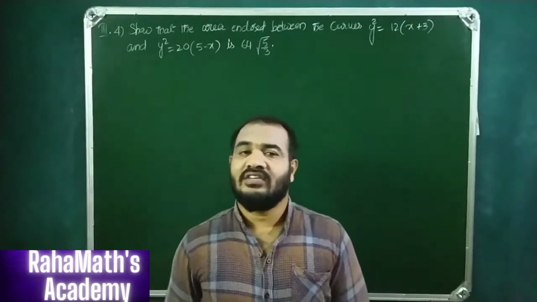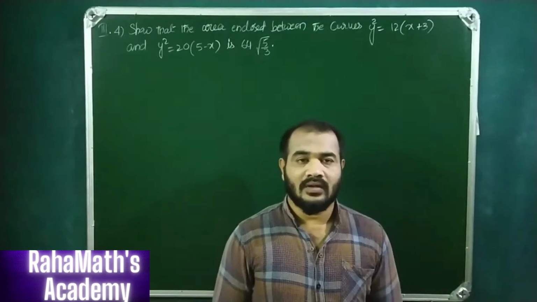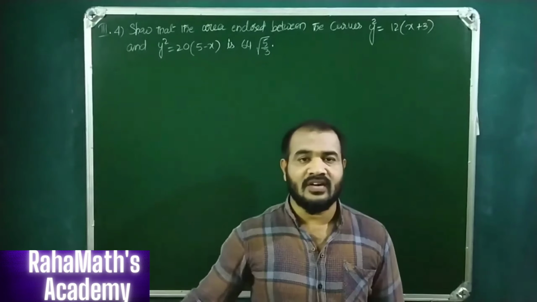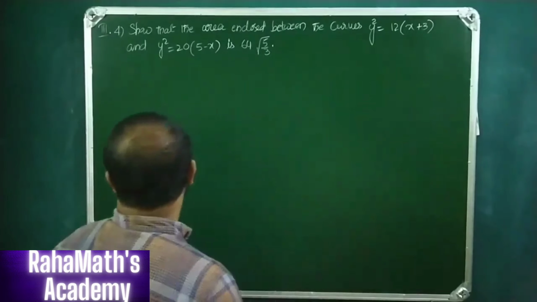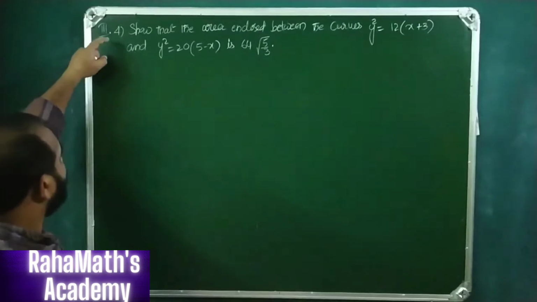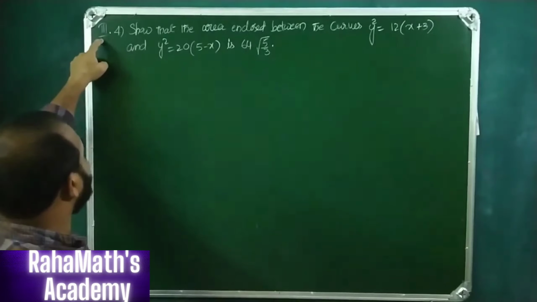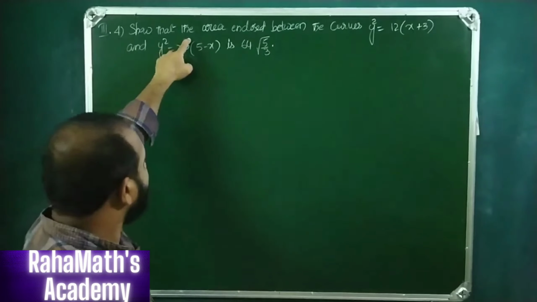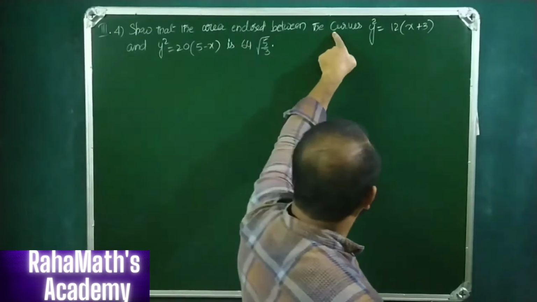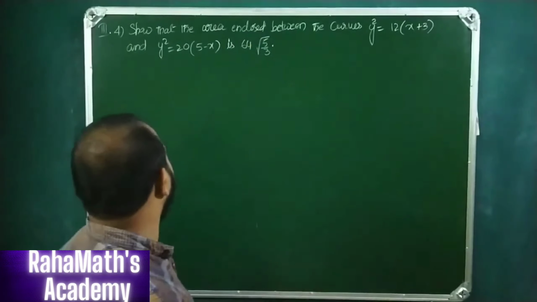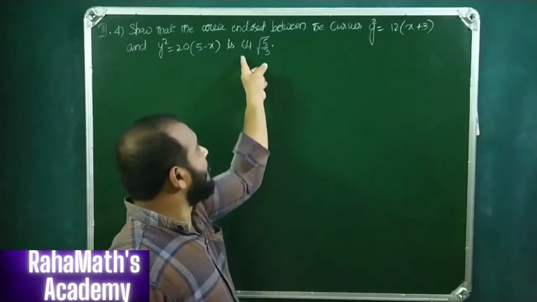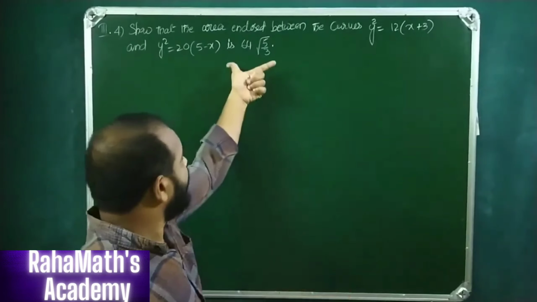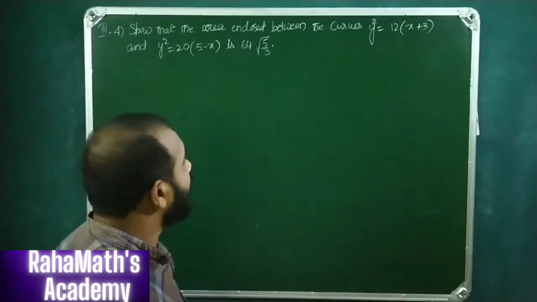We have started 7D exercise. The topic presently running is the areas under curves. So, this is the fourth problem from third Roman 7D exercise. Show that the area enclosed between the curves y square equals 12 into x plus 3 and y square equals 20 into 5 minus x is 64 into root 5 by 3 is what we have to prove.